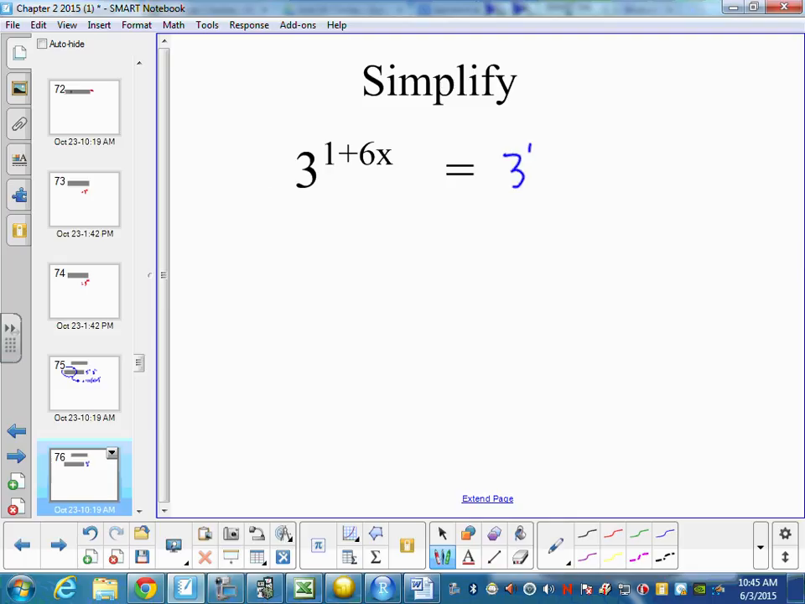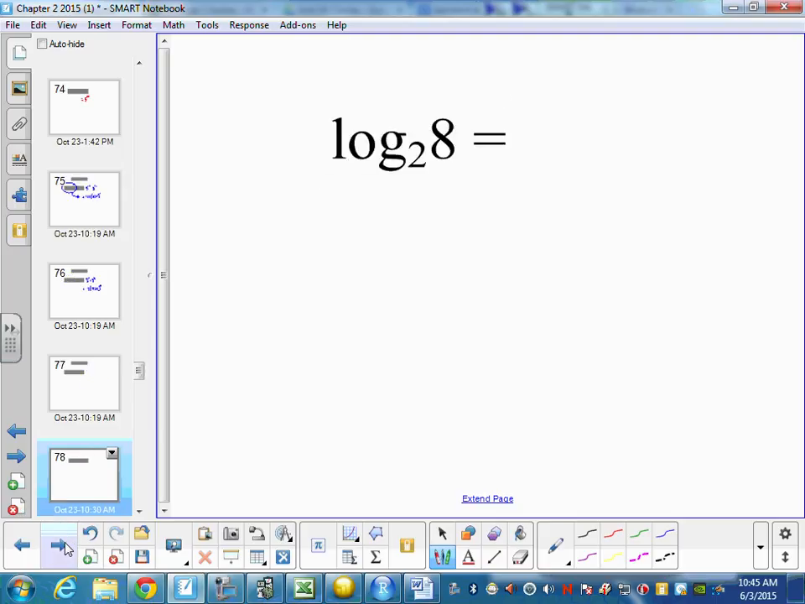Hopefully you do 3 to the first times 3 to the 6x. This just becomes 3 times 3 to the 6th. I do not know that answer. I should take out my calculator. 729. So 3 times 729 to the x power is our answer. Now, last one. I think you get the point by now.